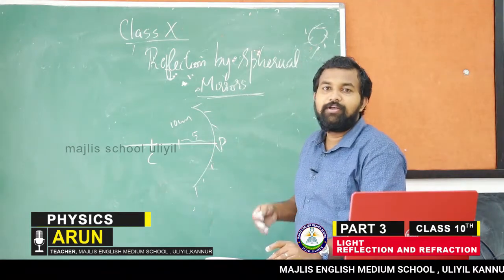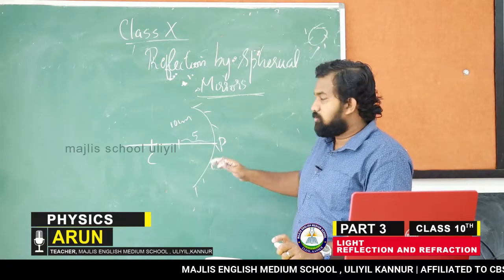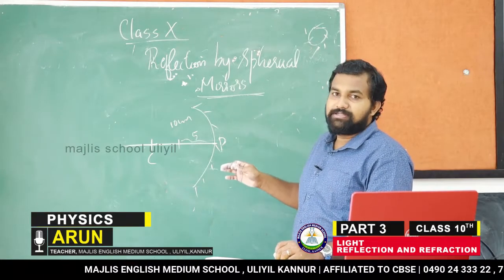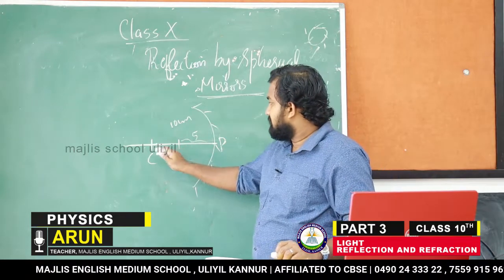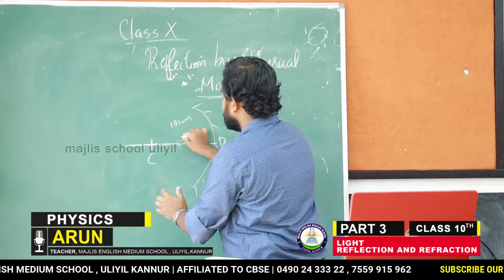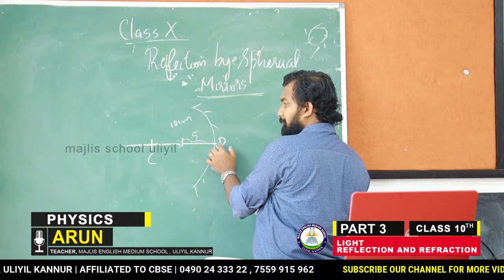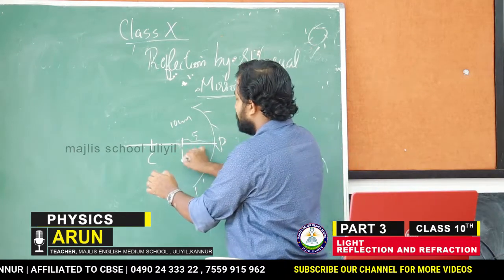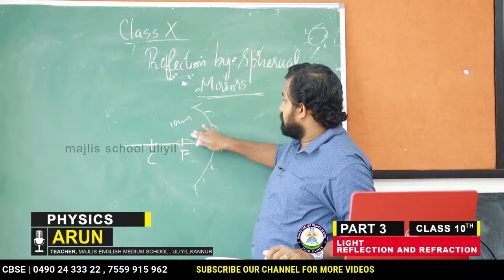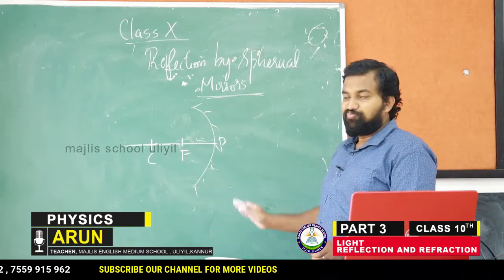In this chapter itself, we will be discussing image formations, and then you will face a lot of problems. So first of all, you have to draw using your scale and pencil. The distance from pole to focus should be equal to the distance from focus to center of curvature. Clear? Okay, so draw it like this.